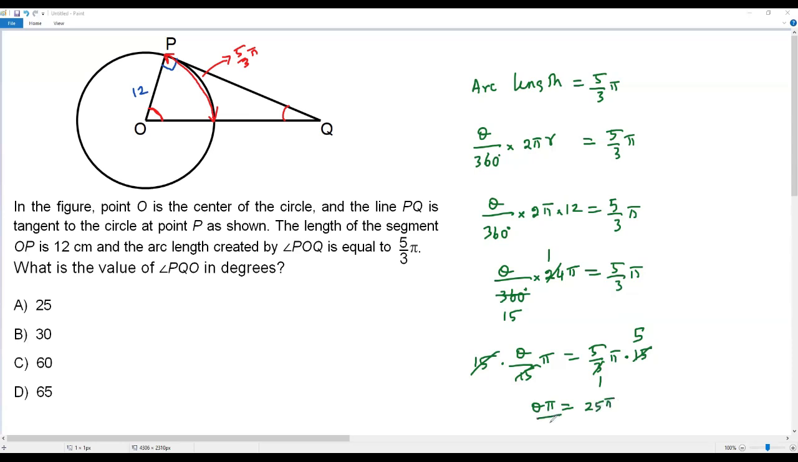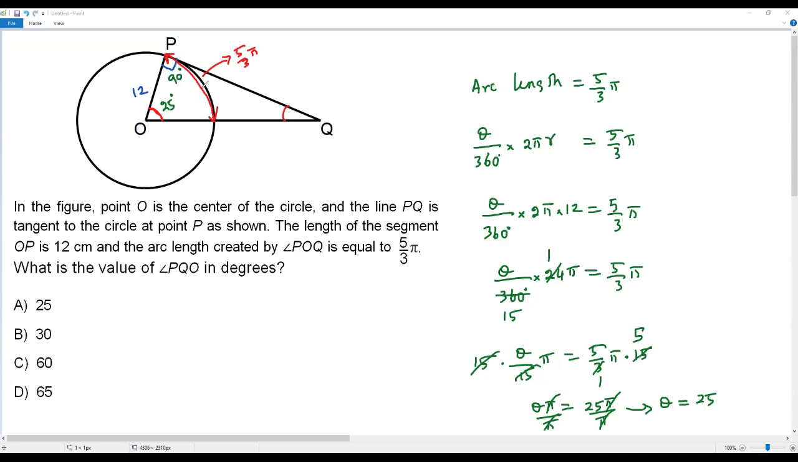Now let me divide both sides by pi to solve for theta. When I divide both sides by pi, this pi will cancel, here pi will cancel, and I'm getting theta equal to 25. So now I got the central angle of the arc, that is 25. Here we have a 25 degree angle measure. Already we know that the angle between the tangent and the radius OP is 90 degrees. I've already said that whenever we draw a tangent from an external point to the circle, at the point of tangency, the angle measure between the radius and tangent is always a right angle, that is 90 degrees.